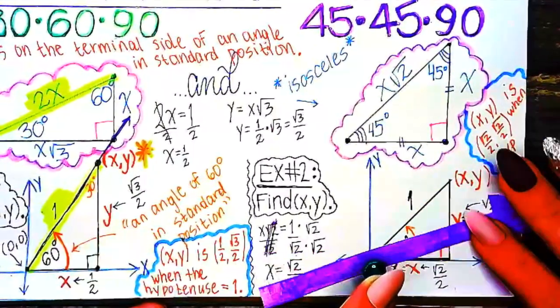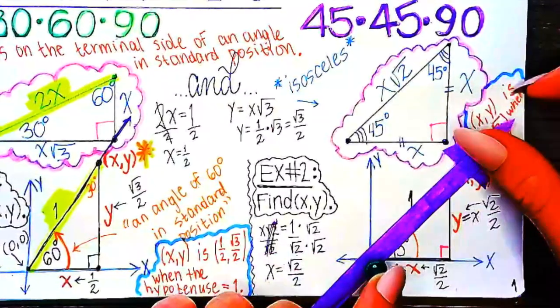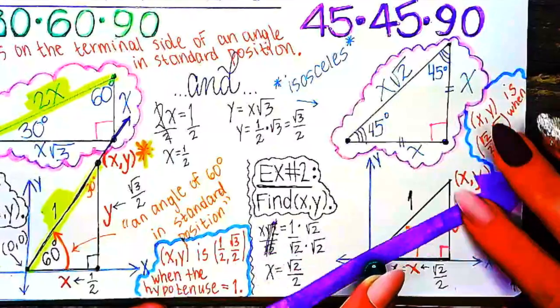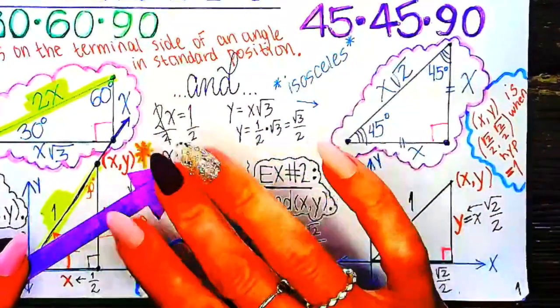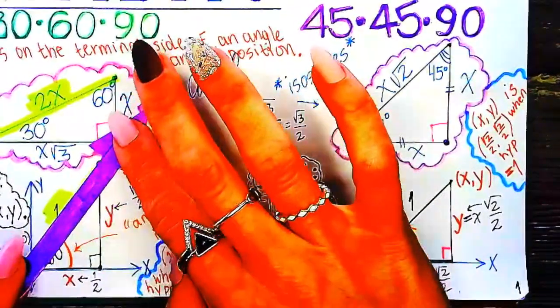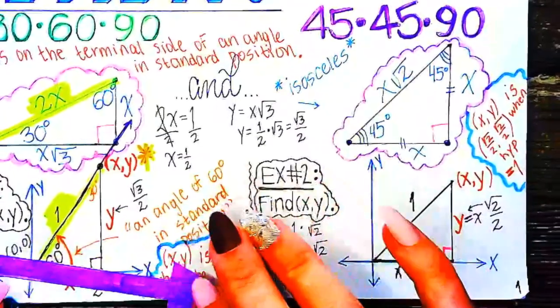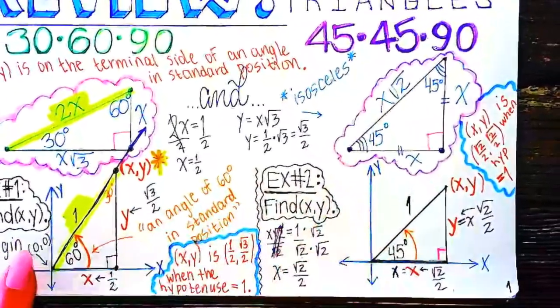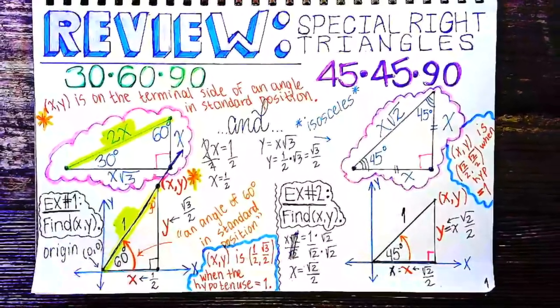That means the ordered pair in example 2 moves to the right 0.707-ish and up 0.707-ish. And the ordered pair in example 1 moved to the right 0.5 and up 0.866.